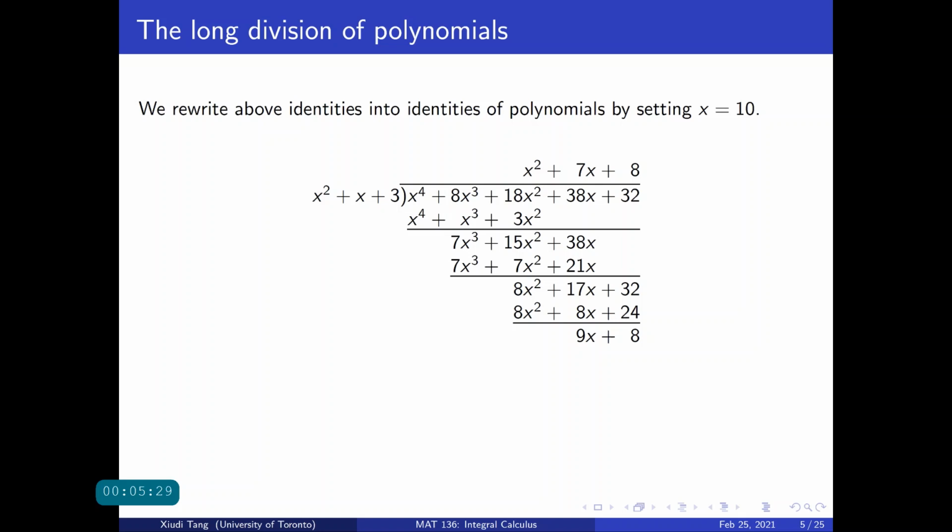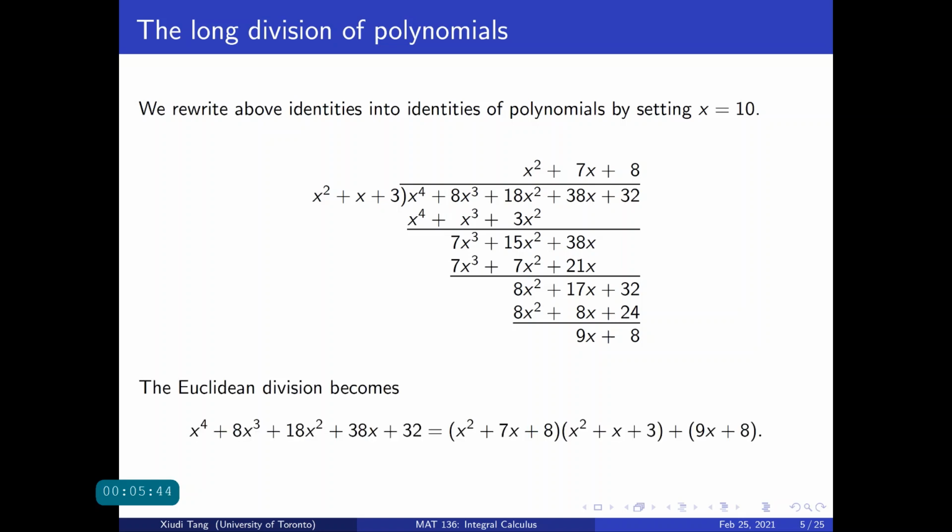We are subtracting the multiples of the divisor from the dividend. We would get the remainder 9x plus 8, and this calculation is called the long division of polynomials. After that, we yield the Euclidean division of polynomials. This degree 4 polynomial is written as the parentheses x squared plus 7x plus 8 times the parentheses x squared plus x plus 3, plus the remainder 9x plus 8.